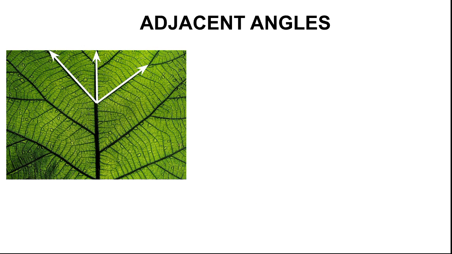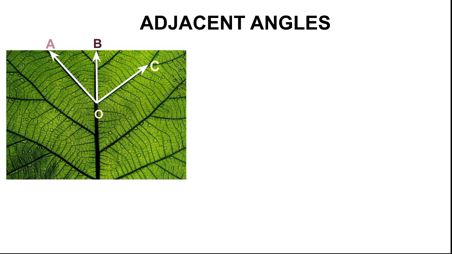We can see that these three margins meet at a point. Let us mark that point as O. Let us give names to these rays that are emerging from O as OA, OB and OC respectively. Now we are going to discuss adjacent angles. So what is the meaning of adjacent? Adjacent means which are next to each other.